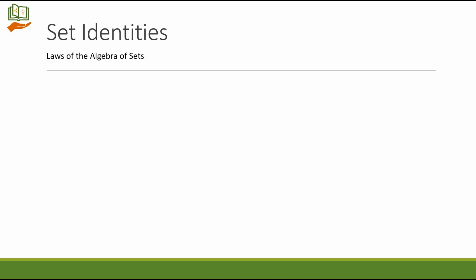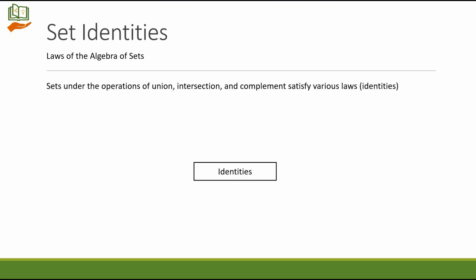What are set identities? We call them the laws of algebra of sets. Sets under the operations of union, intersection and complement satisfy various laws. So we have to know what operations we can do with sets. Only after that content would you be able to understand the identities part. These various laws are also called identities.